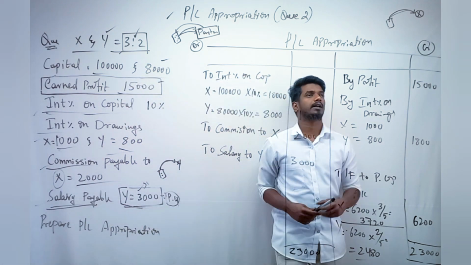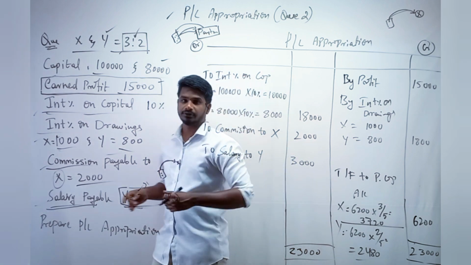So in this question we got a loss in the P&L appropriation and we distributed it. खेल खत्म, नाटक बंद हो गया.